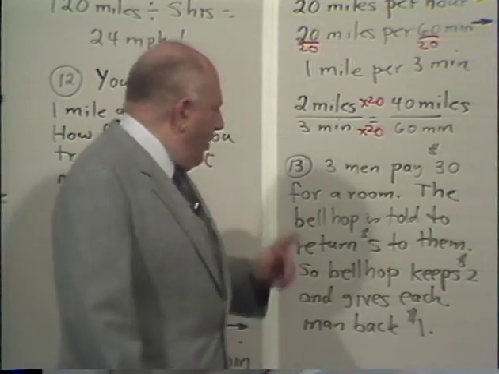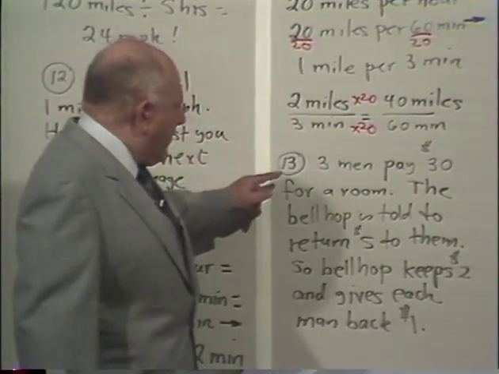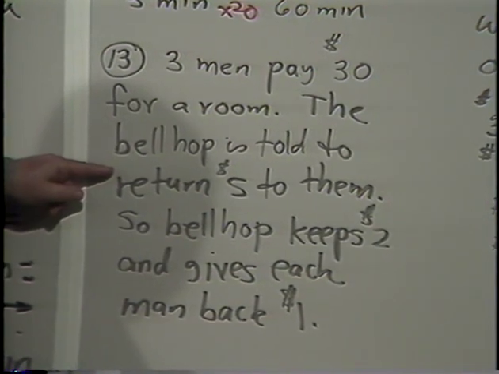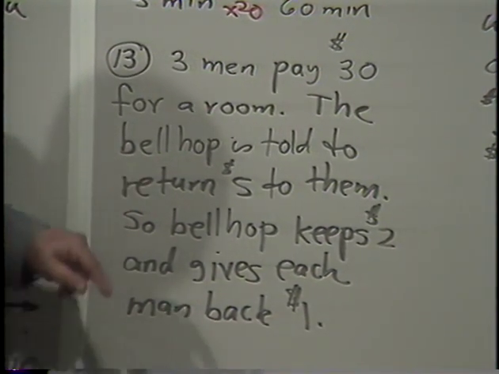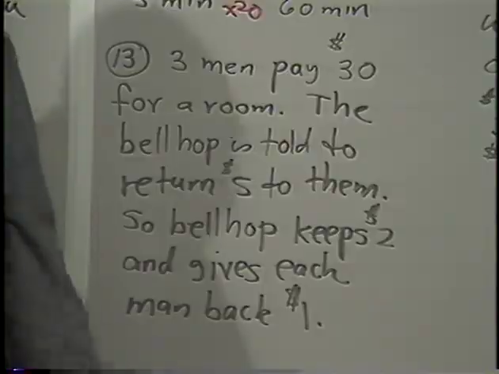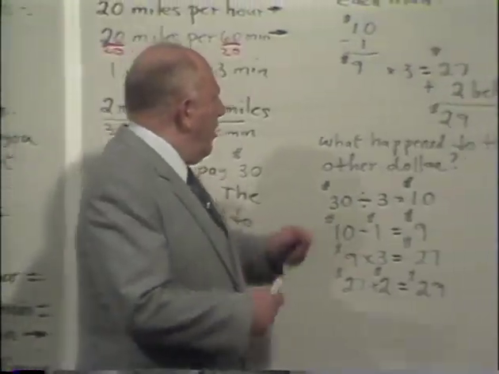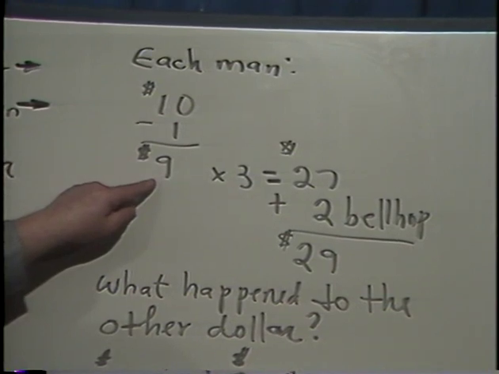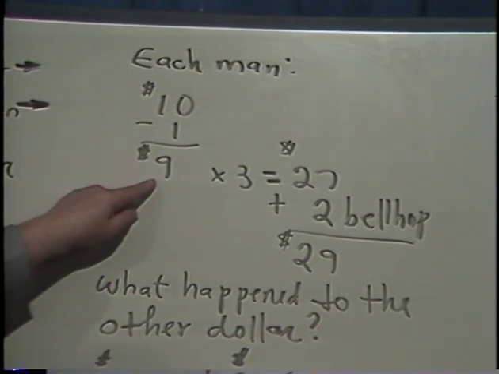So now, let's see how this problem goes. They paid $30 for the room. The bellhop was told to return $5 to them, but the bellhop keeps $2 and gives each man back $1. Now the reasoning goes like this. Originally, each man spent $10. He got $1 back. That means he paid $9, right?